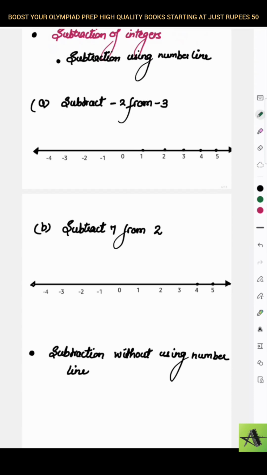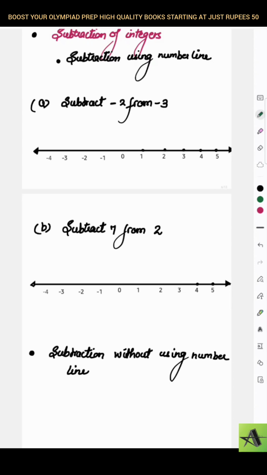So for subtraction of integers, first we will study through number lines and second without number lines. It says subtract minus 2 from negative 3. See, in the case of addition, we had the freedom of choosing any number, the first number or the second number, it doesn't matter. But in the case of subtraction, we don't have that freedom. We have to be very precise in choosing the number, and obviously we have to encircle the number from which we are subtracting.